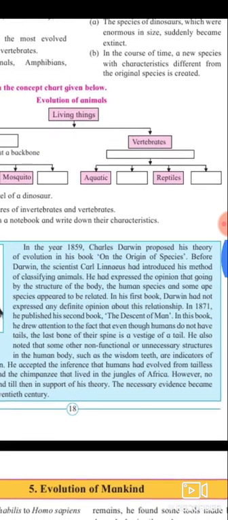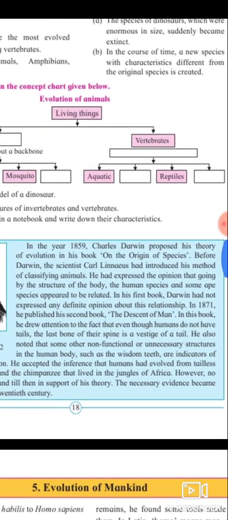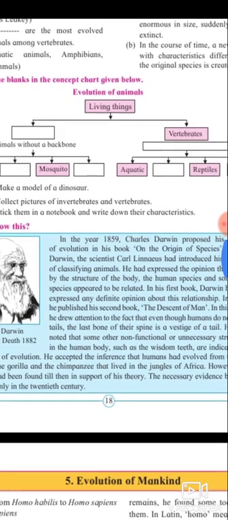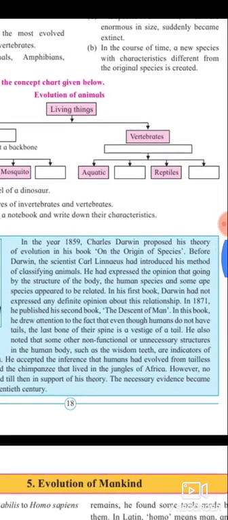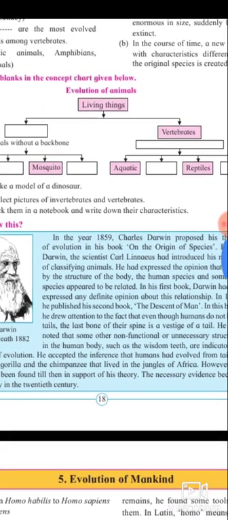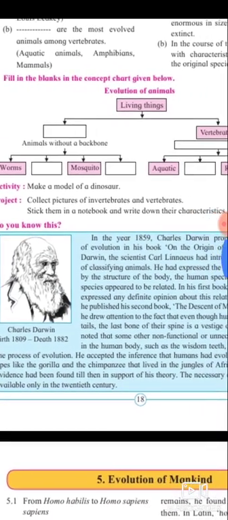In his first book, Darwin had not expressed any definite opinion about this relationship. In 1871, he published his second book, The Descent of Man. In this book, he drew attention to the fact that even though humans do not have a tail, the last bone of their spine is a vestige of a tail. He also noted that some other non-functional or unnecessary structures in the human body, such as the wisdom teeth, are indicators of the process of evolution.